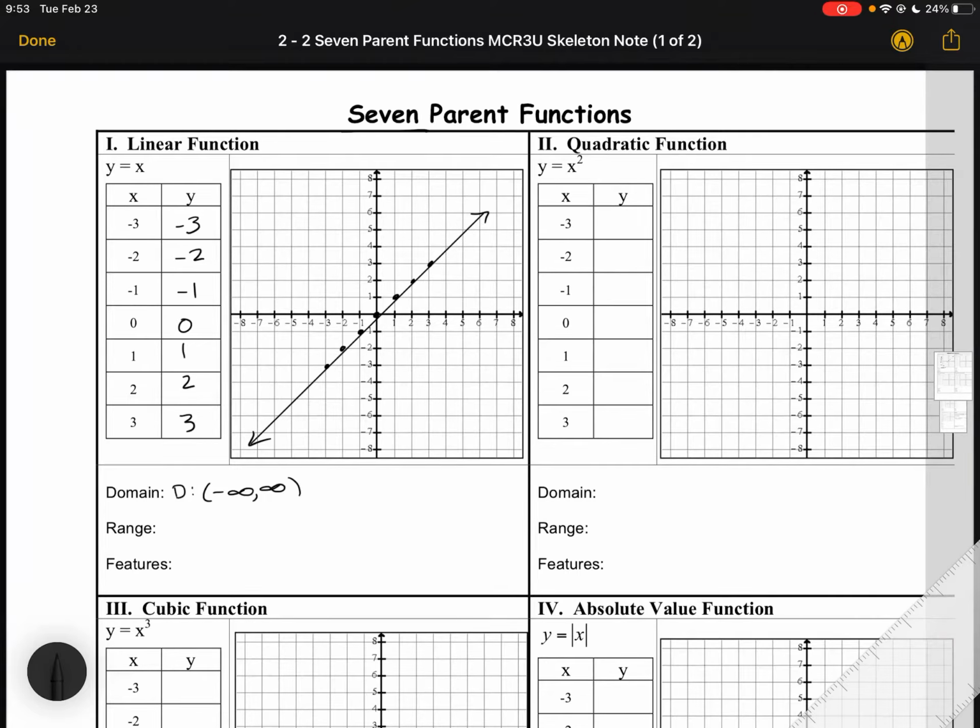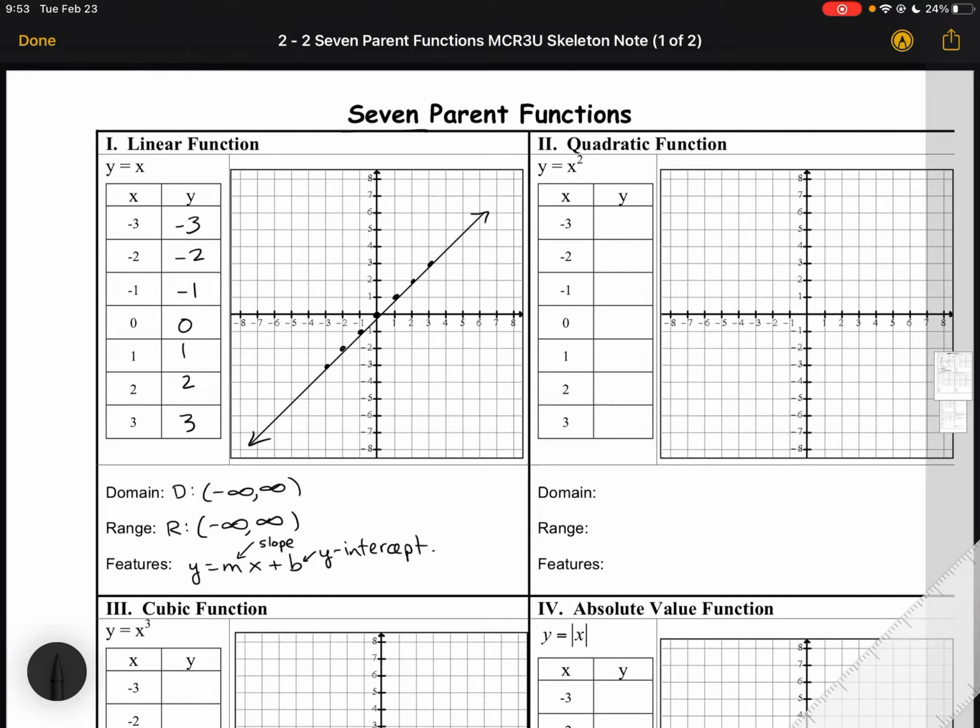or we write that as minus infinity to positive infinity. The range is the same, all real numbers, negative infinity to positive infinity. When you're graphing this, the features that you need to be familiar with or to look for are the slope and the y-intercept. Those are the key features of a line. And let's move on to the next one, the quadratic function.